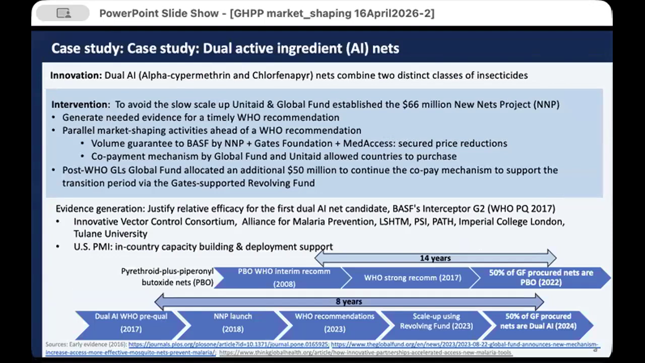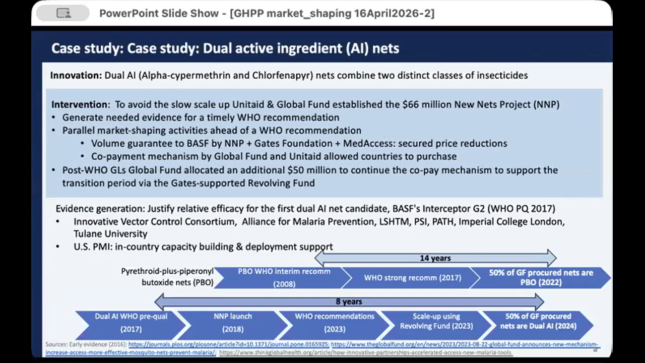Agrata? Yeah. So this case study focuses on malaria. The case study is about the dual active ingredient nets, or dual AI nets. The innovation here was basically that the nets had two distinct classes of insecticides, ensuring that mosquitoes resistant to one kind were still killed by the second.